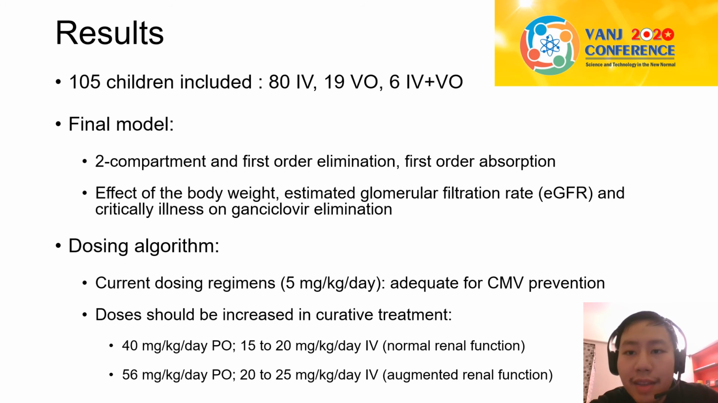Simulations suggested that current dosing regimens might be adequate for CMV prevention, but higher doses should be necessary for curative treatment, which means 40 mg per kilogram per day PO or 15 to 20 mg per kilogram per day IV in normal renal function children, and 56 mg per kilogram per day PO or 20 to 25 mg per kilogram per day IV in children with augmented renal function.